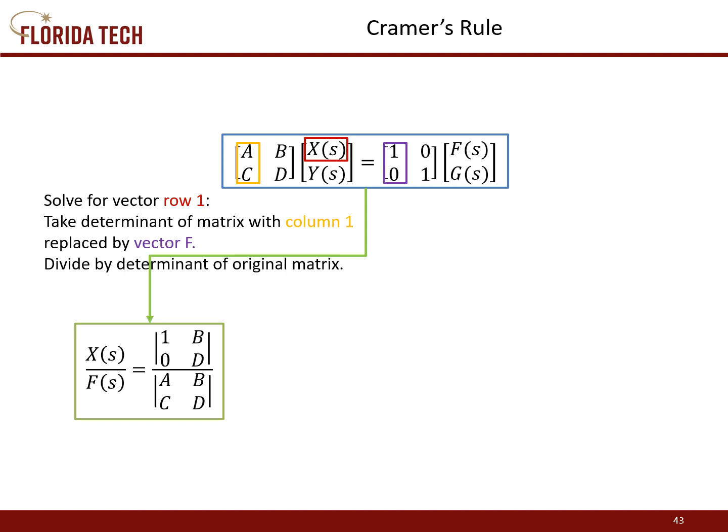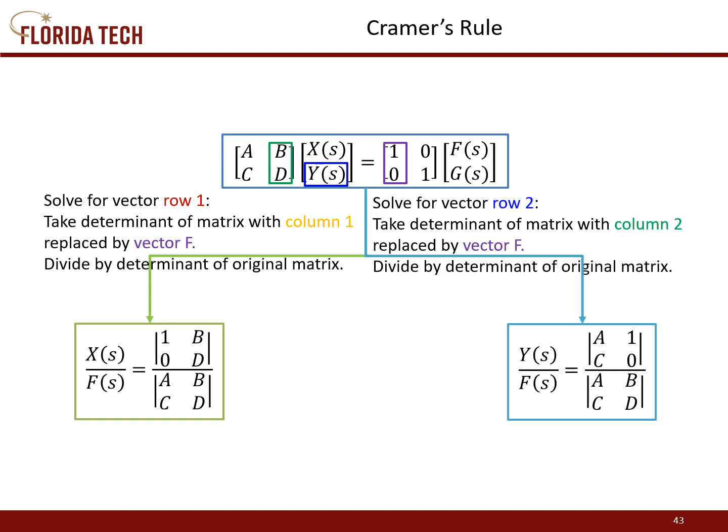So for this example, you can see how we substitute 1, 0 for column 1 in the numerator determinant, and that's going to give us, if we want the transfer function x to f. If we want y to f, then we have to solve for vector row 2. In this case, our numerator determinant is going to replace column 2 with the vector f, or 1, 0. So that's how you're going to sort out, depending on which transfer function you need, you're going to apply Cramer's Rule. I just gave you an example of 2.